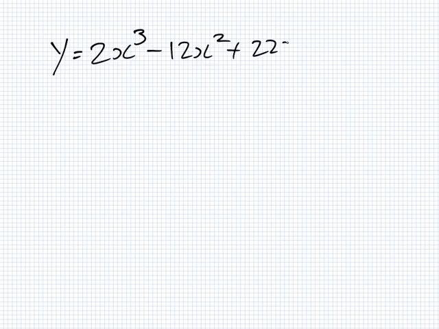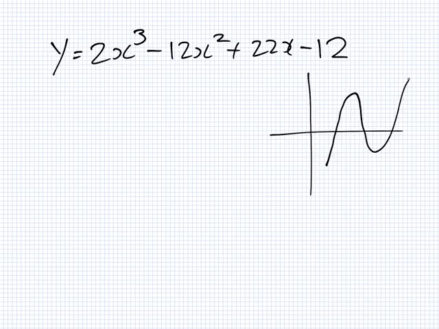Okay, let's continue. Let's have another example now. Let's say y equals 2x cubed minus 12x squared plus 22x minus 12. As you were saying, we know the shape of this graph. It will have some shape, something like this. The higher x value would be the minimum, yes.